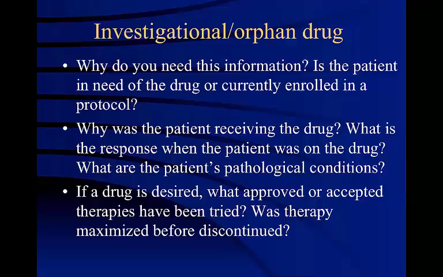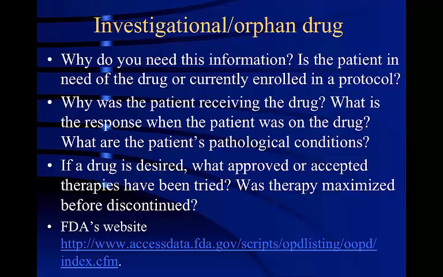Questions to ask include, why do you need this information? Is the patient in need of the drug or currently enrolled in a protocol? Why was the patient receiving the drug? What is the response when the patient was on the drug? What are the patient's pathologic conditions? If a drug is desired, what approved or accepted therapies have been tried? Was therapy maximized before discontinuation?